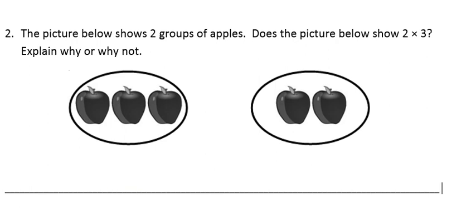In this next question, I'm asked if the picture shows the problem 2 times 3. Well, the multiplication 2 times 3 means 2 groups of 3. Well, I have 2 groups, but I don't have 2 groups of 3. So no, this picture does not show 2 times 3. It shows 3 plus 2, which is different than 2 times 3. 2 times 3 would be 2 groups of 3, which would be a total of 6 apples.